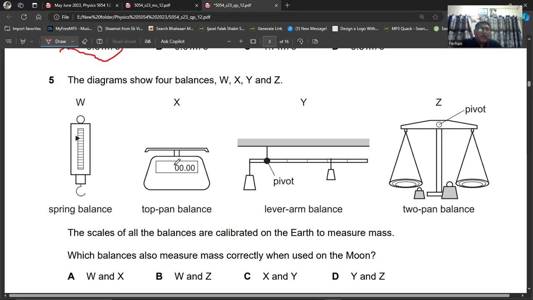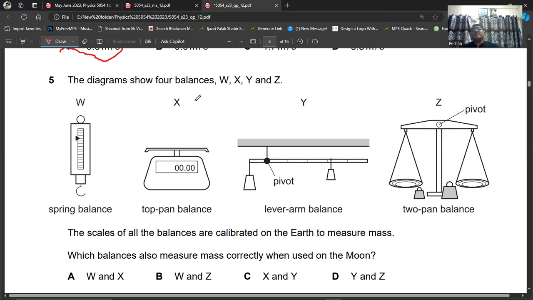These first two, the spring balance and the top pan balance, have a spring in them. The extension of that spring depends upon the weight of the object hanging, and that weight depends upon the g value. The g value on the Earth is different, so the g value on Mars will be different. But Y and Z do not depend upon the g value. So W and X will not accurately measure the mass on the moon or Mars.